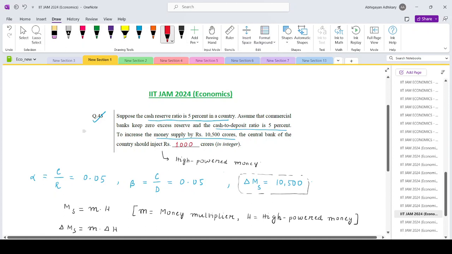So the correct answer is 1000 crores of rupees should be injected by the central bank into the country so that the overall money supply increases by 10,500 crores.